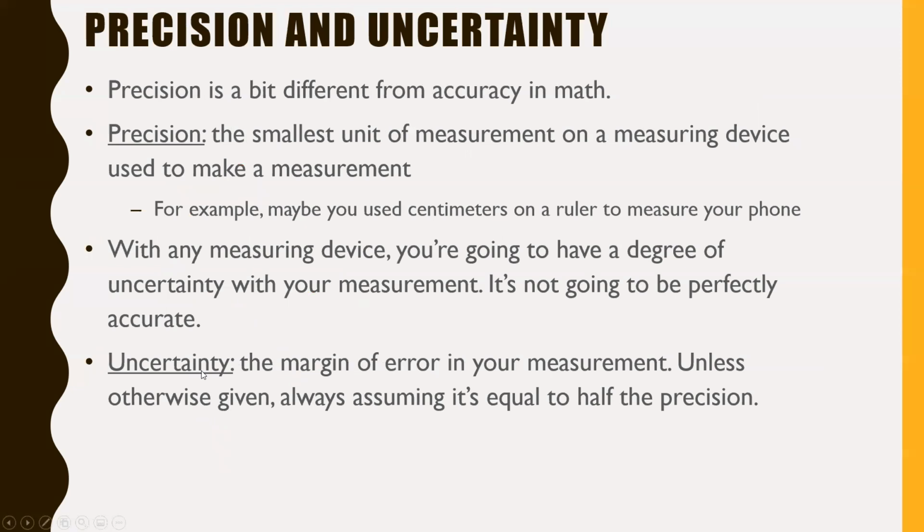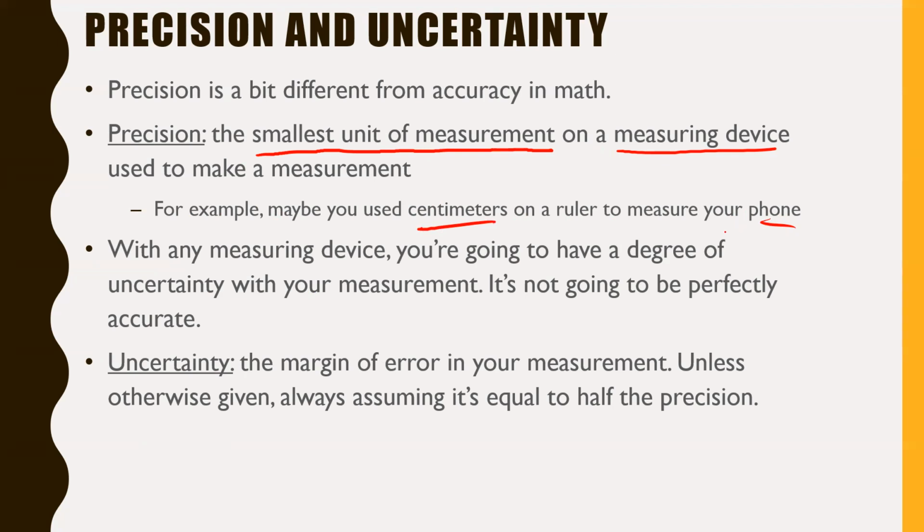So the next thing we have to talk about is precision and uncertainty. Accuracy is how close the measurement is to the true amount. Precision, however, is a bit different. Precision is the smallest unit of measurement on a measuring device used to make a measurement. That's it. Precision is literally how small of a measurement you took. So in that example earlier, when you're using millimeters to measure your calculator, the precision would be to the nearest millimeter. That's the precision.